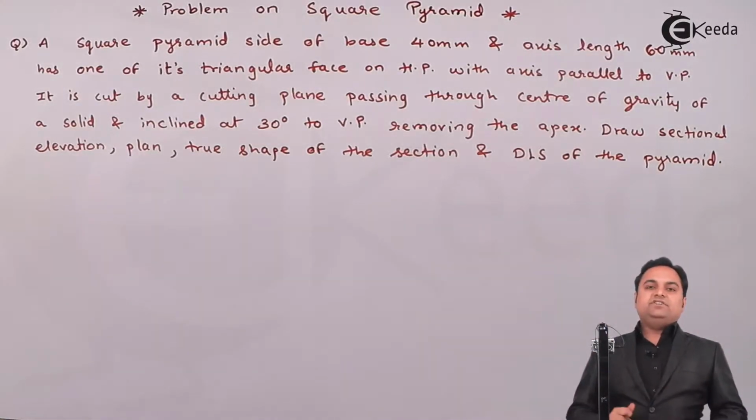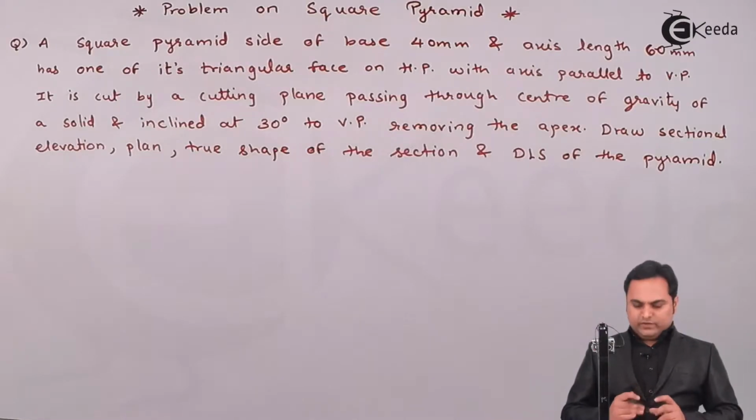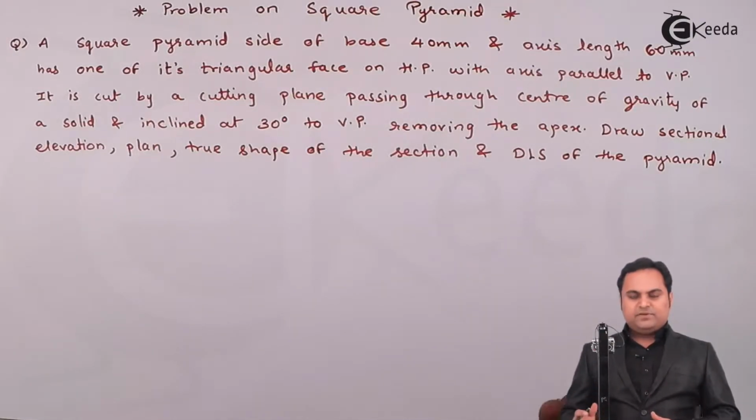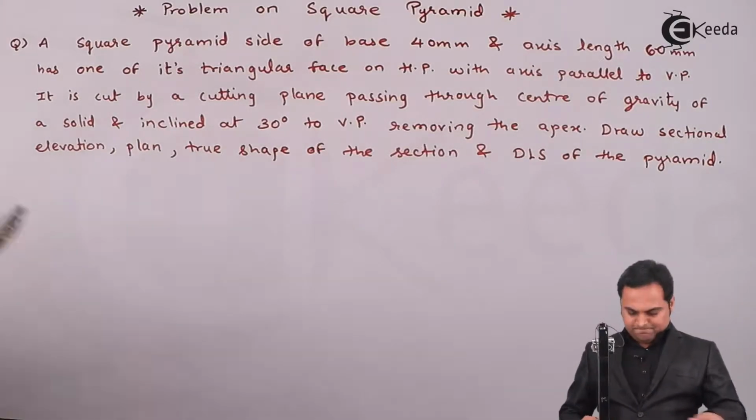Here various conditions are given. First, by reading the question we understood that the type of solid is a square pyramid. So I'll explain the diagram of a square pyramid, and after that I'll be explaining the remaining conditions step by step. So let us get started.